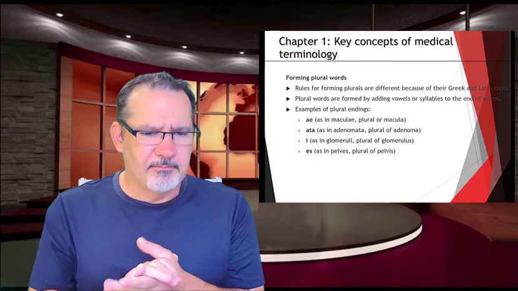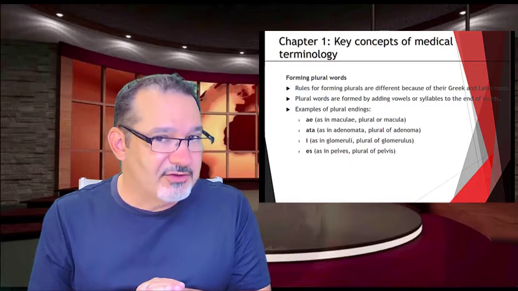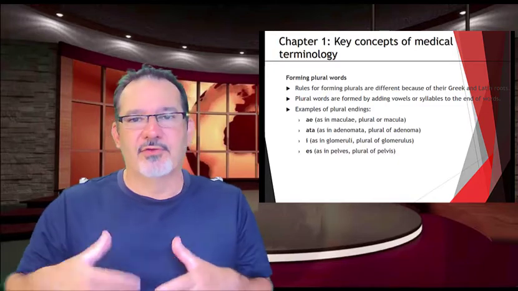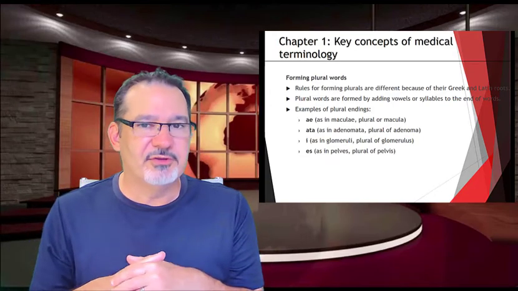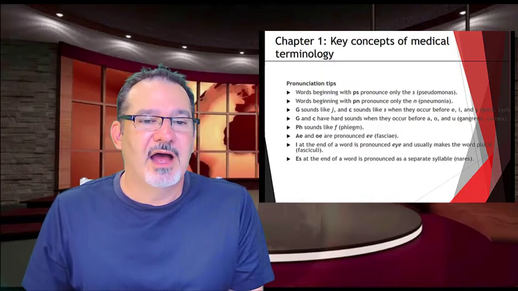We've got glomerulus and glomeruli. So a glomerulus is referring to one, and glomeruli is referring to multiple. And the same thing with pelvis and pelves. So hopefully that helps a little bit.